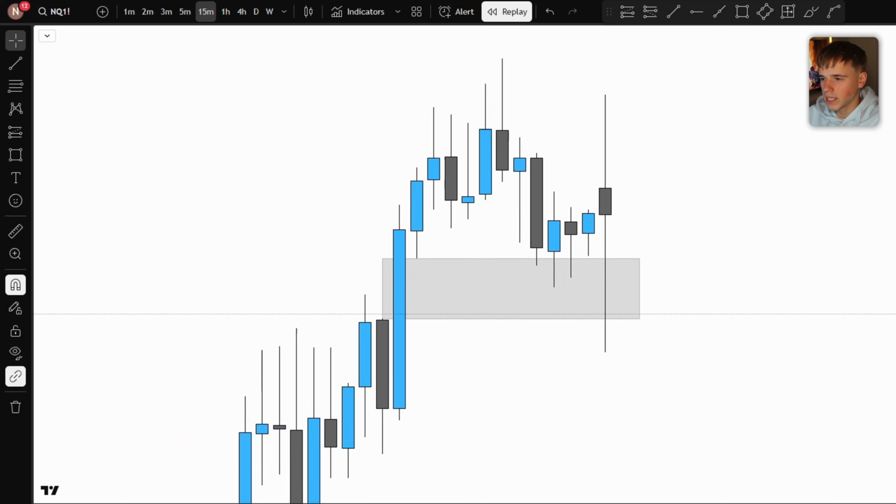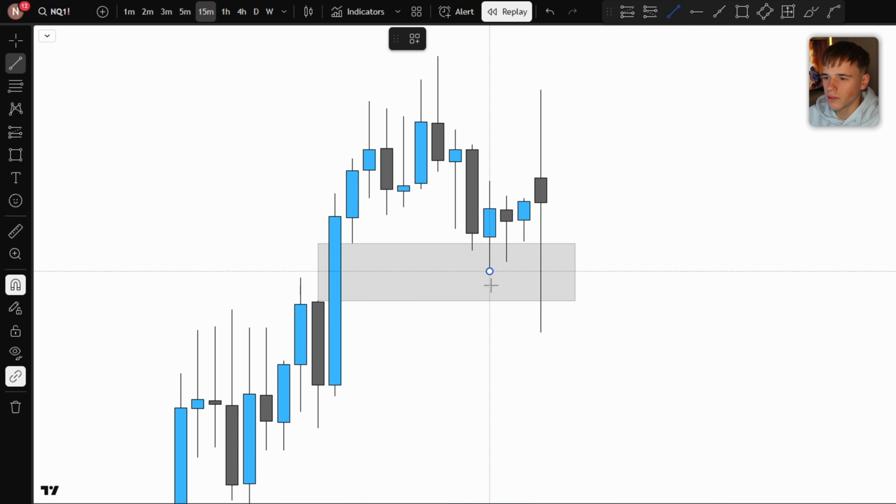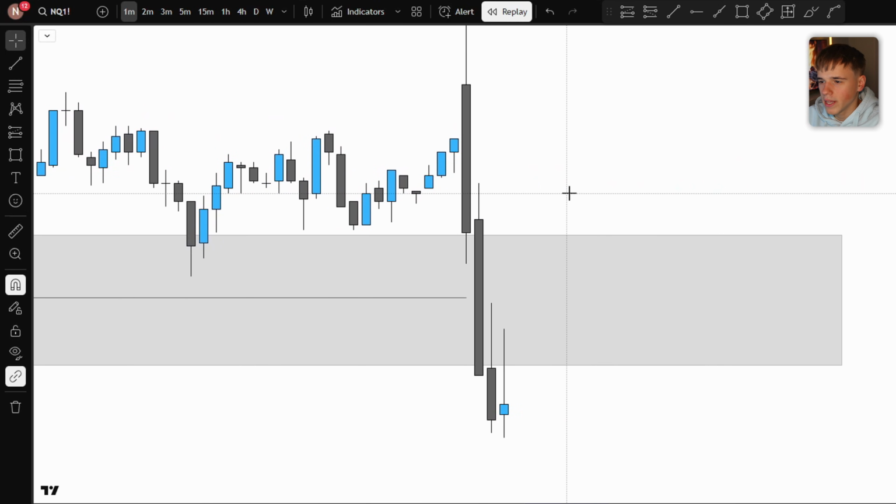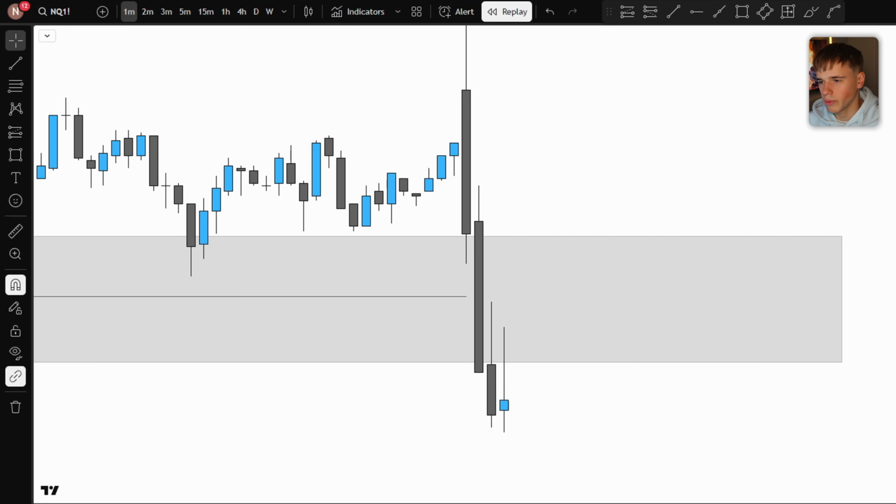So right now we basically have a sweep of the liquidity, which was this liquidity right here, and we can also see that this fair value gap, or an imbalance, is rejecting towards the upside. So if we go to the 1 minute, basically where we actually swept liquidity, I want to start with that rule that we talked about for the entry.